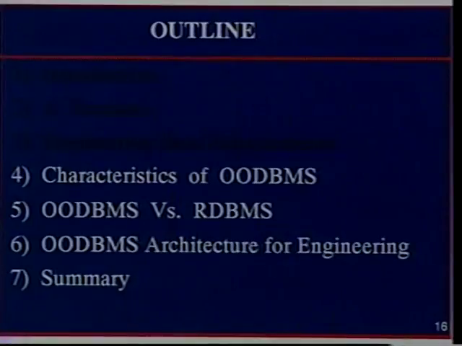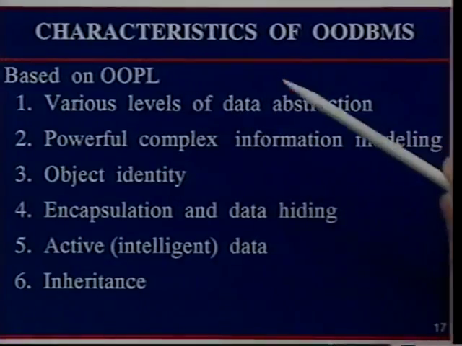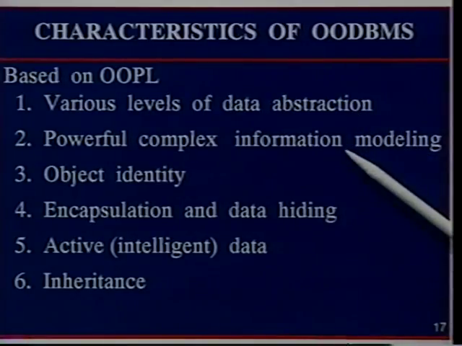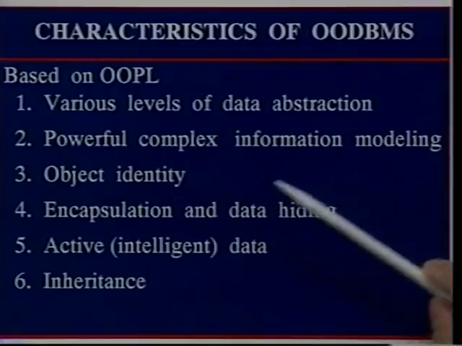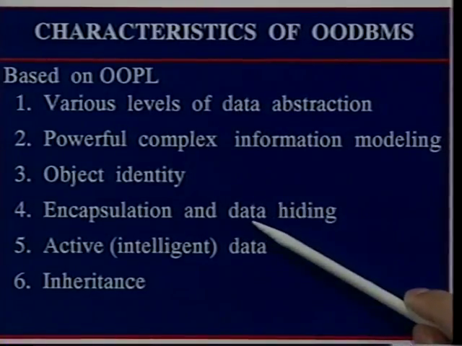Let us look at some characteristics of object oriented database systems that help in this process, that are very useful and intuitive for engineering problem solving. Object oriented database systems are based on object oriented programming languages. For example, the object system provides you with various levels of data abstraction. It helps you with complex information modeling. Objects have identity, and we will come to the identity part later on.